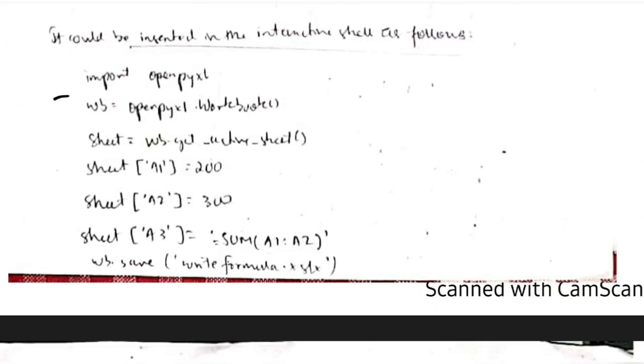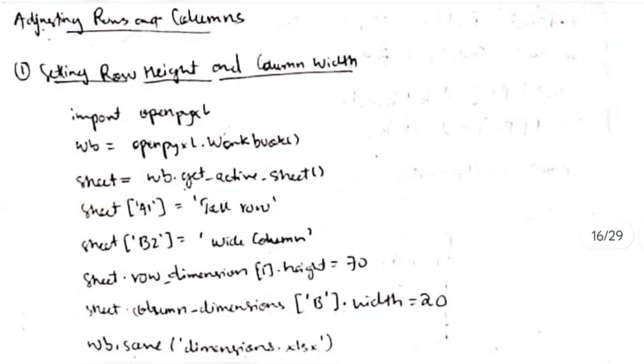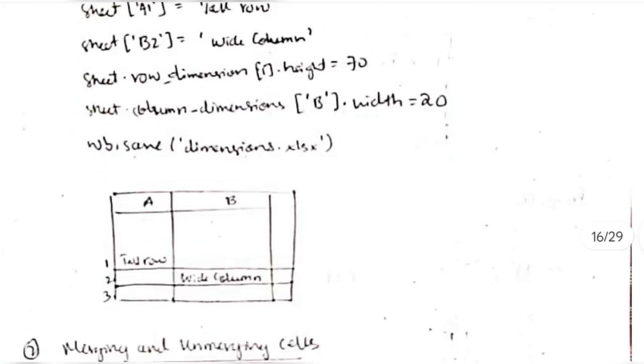By using this we can write multiple formulas also, and if you want to adjust the rows and the columns, means setting the row height or the column width, you can use the functions which are set column dimensions, and the height or width you want to specify and what is the value. If you do this, the output will be as follows.